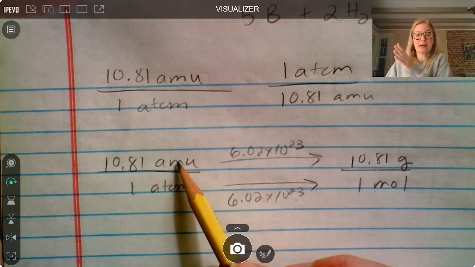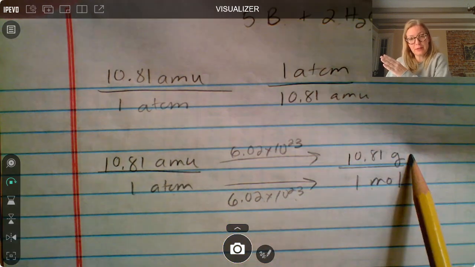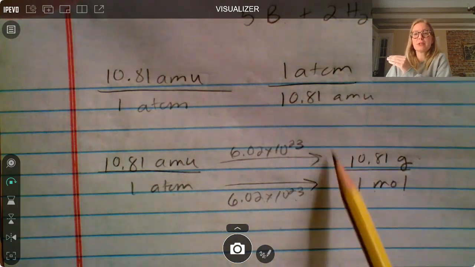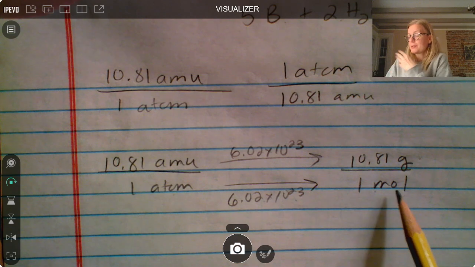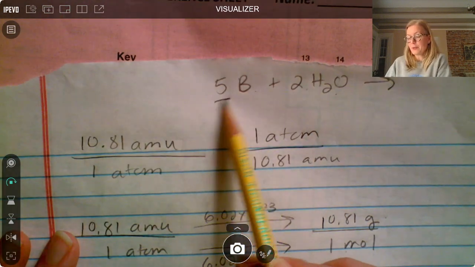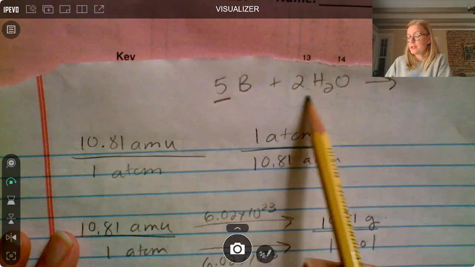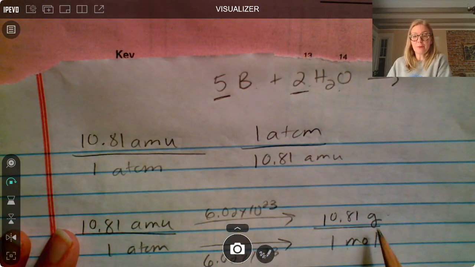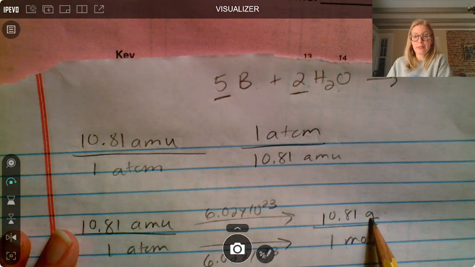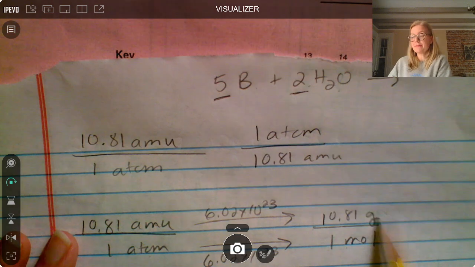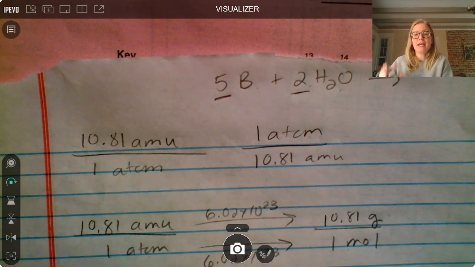But in my mind, I scaled an AMU up to a gram, and we scaled an atom up to a mole of atoms. And this is much more workable in the lab. So let's say I was doing this reaction, I would need 5 moles of boron and 2 moles of water, okay? So for 1 mole of boron, it would be 10.81 grams. For 5 moles of boron, I would just multiply this by 5, measure it out on the scale, and then I would have a sense of how much boron I had, okay?